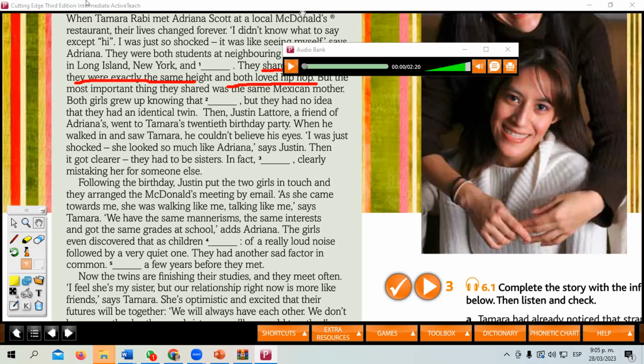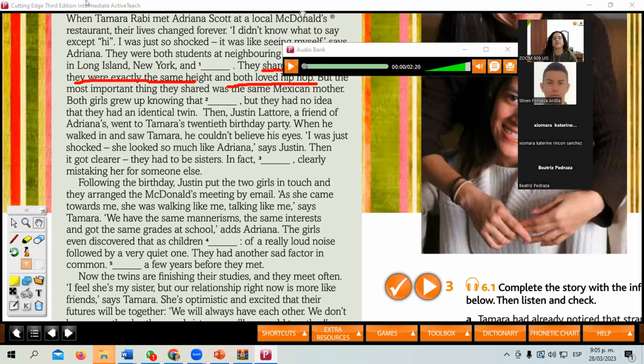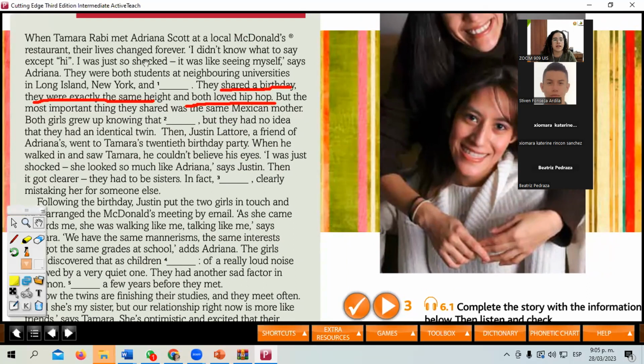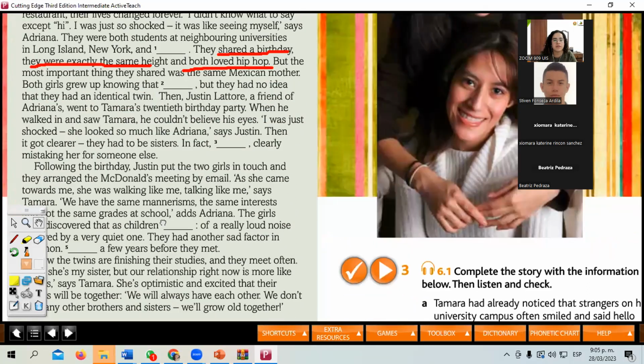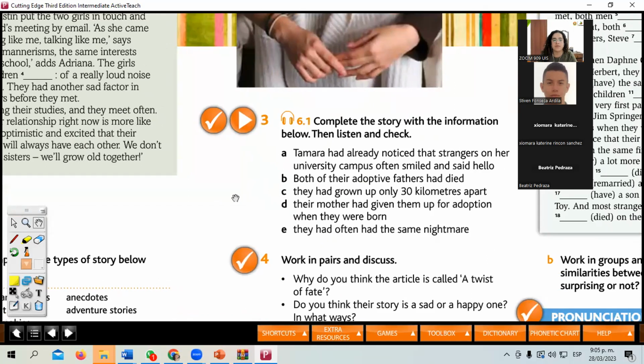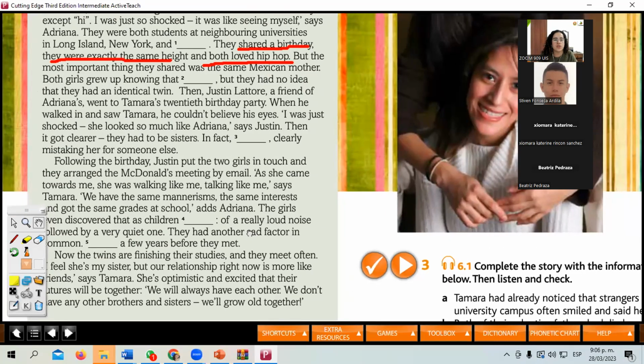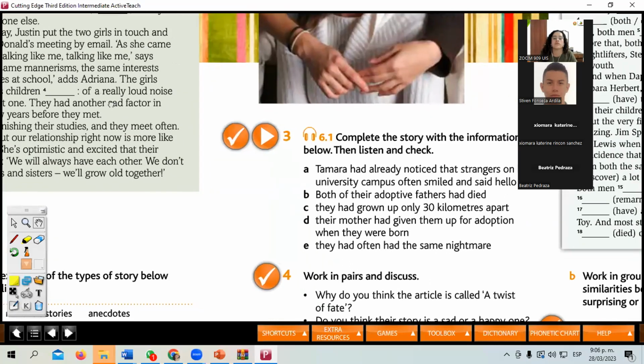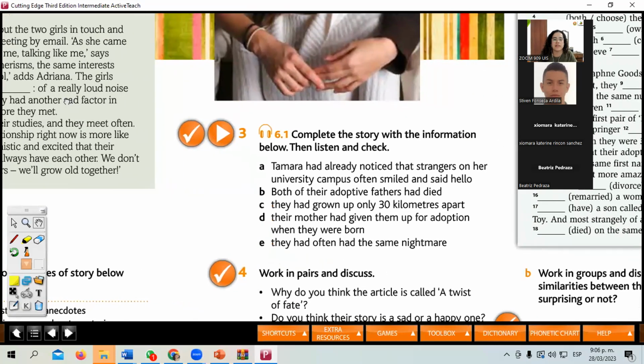All right, let's check the answers. For the first gap, number 1, what letter did you select? C. Number 1 is C. They had grown up only 30 kilometers apart. For gap number 2, D. We have D. Their mother had given them up for adoption.